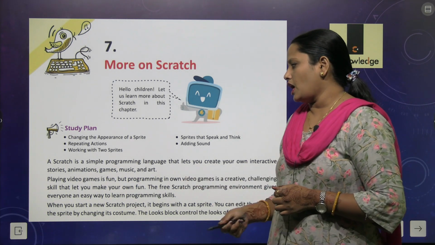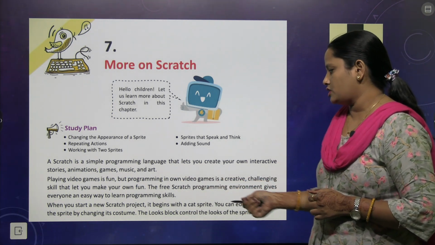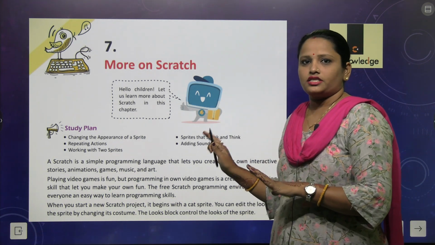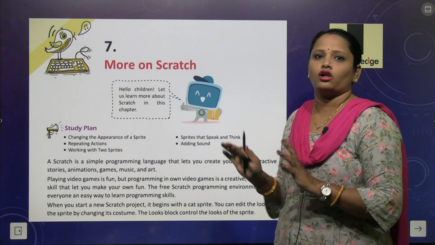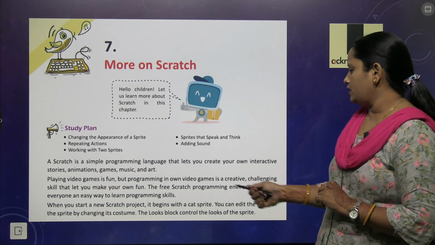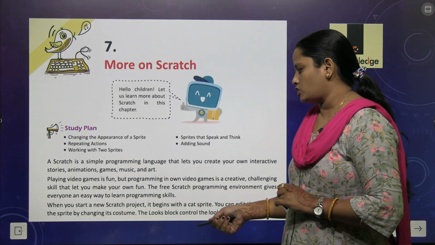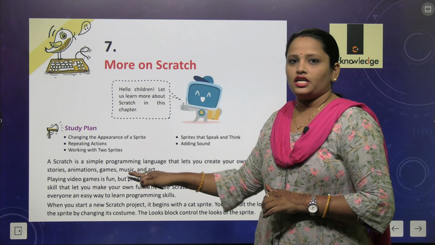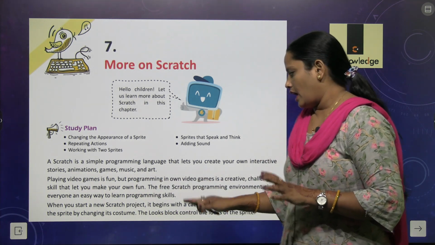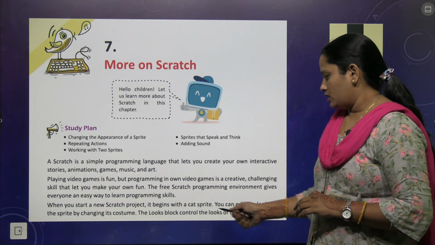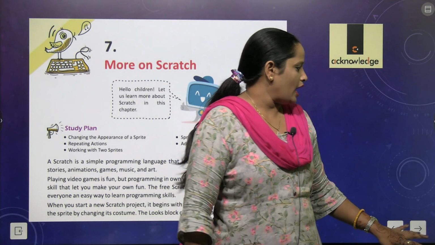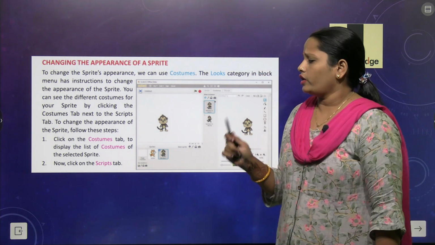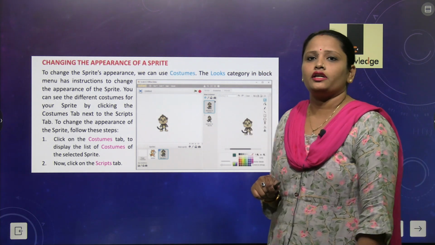When you start a new Scratch project, it begins with a cat sprite. So the default sprite of Scratch is the cat. Cat is going to do all the work. You can edit the look of the sprite by changing its costume. The looks blocks control the look of the sprite. So we can change the costume of our cat, and the looks blocks control how our sprite looks. So this is all we are going to do. Starting with changing the appearance of the sprite.